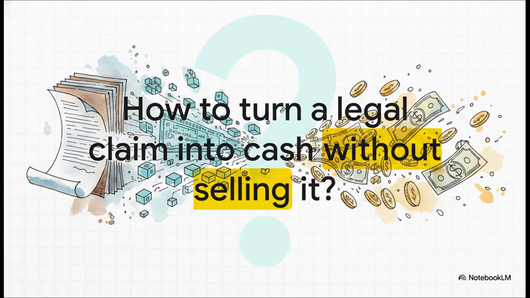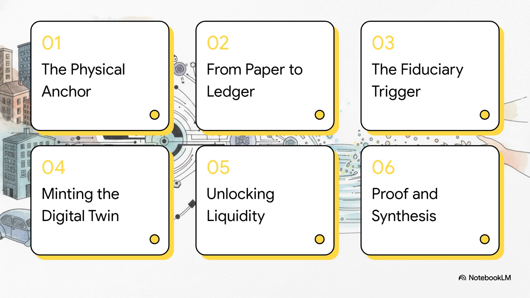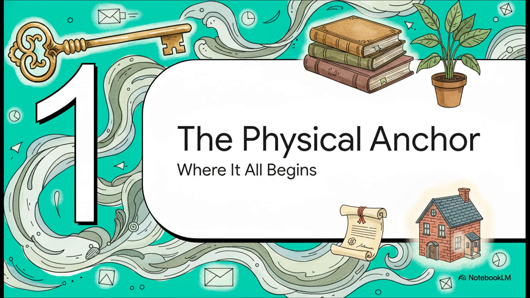We're going to follow an asset's journey from a piece of paper all the way to instant usable cash. Okay, so our journey has 6 main parts. We'll start with the physical anchor, then move from paper to a digital ledger. After that, we'll see the fiduciary trigger, the minting of a digital twin, how that unlocks instant liquidity, and finally, we'll look at the proof that ties it all together. Let's get into it. First up, the physical anchor.